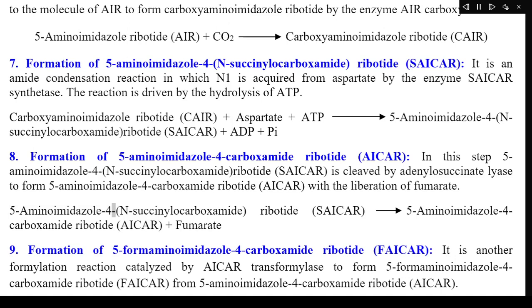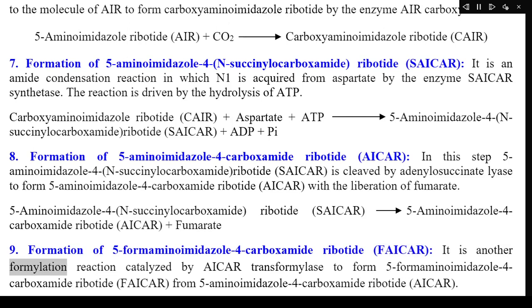5-aminoimidazole 4-N-succinylocarboxamide ribitide, SAICAR, yields 5-aminoimidazole 4-carboxamide ribitide, ICAR, plus fumarate. 9. Formation of 5-formaminoimidazole 4-carboxamide ribitide, FAICAR.